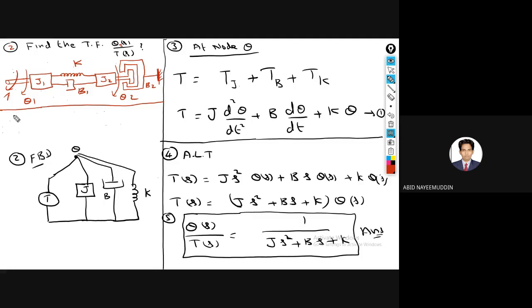So the solution here is to draw the free body diagram. First you need to extract the nodes. Here there are two nodes in this problem, theta 1 and theta 2. The elements connected to theta 1 are J1 and the torque T as usual. So I am directly writing torque T and J1 connected only to theta 1.